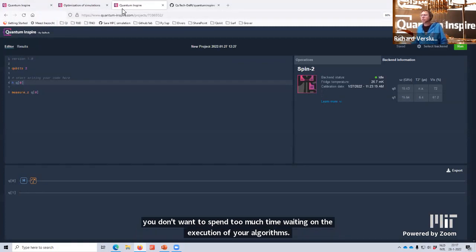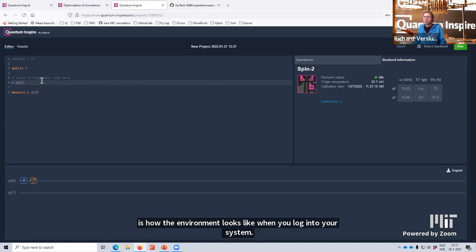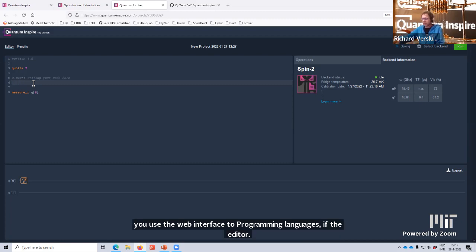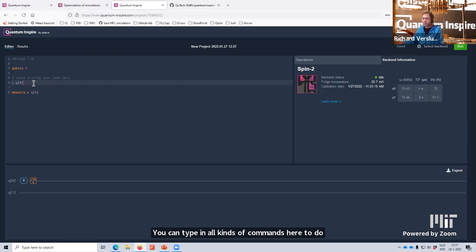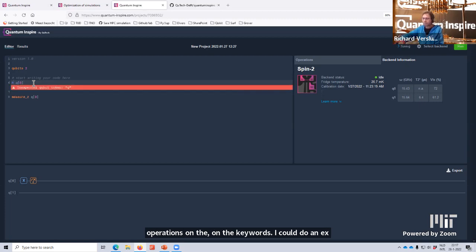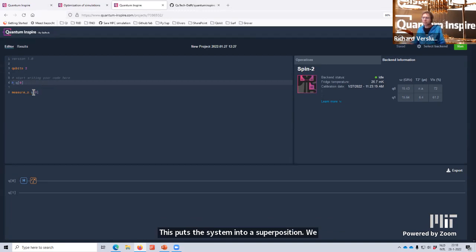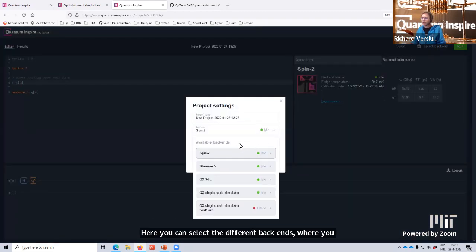This is how the environment looks when you log into your system and you use the web interface to program your languages. Here you have the editor. You can type in all kinds of commands here to do operations on the qubits, like an X gate or a Hadamard gate or whatever. So let's do a Hadamard gate here. This puts the system into a superposition, and we do a Z measurement at the end. Here you can select the different backends where you want to execute your algorithm. So you can execute on Spin2, on Starman 5, or on one of our emulators.